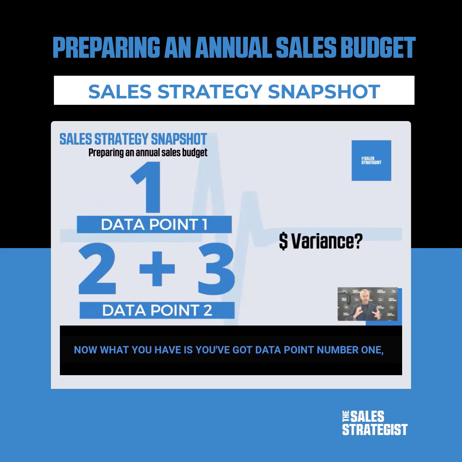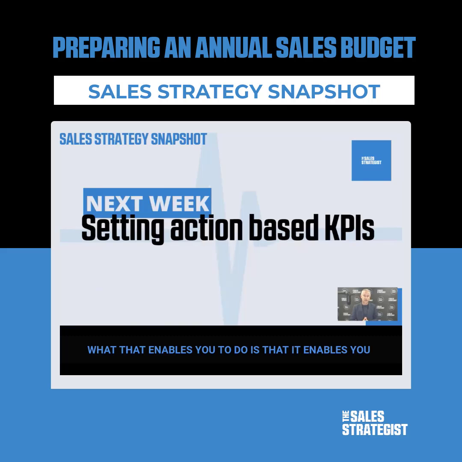Now what you have is data point number one, which is the gut feel, the crystal ball, the percentage increase. And you've got data point number two, which is your budget that's been built from the ground up. Put them together. What's the variance? In my experience, I've always found that data point number two, when you're actually constructing a budget from the ground up, is the most accurate way to plan your sales and revenue targets. The real great thing about this, when we talk about it next week, is that it enables you to set very finely attuned action-based KPIs for your sales team.